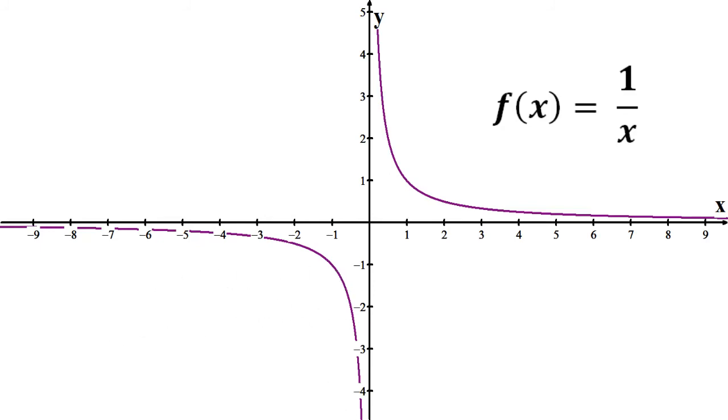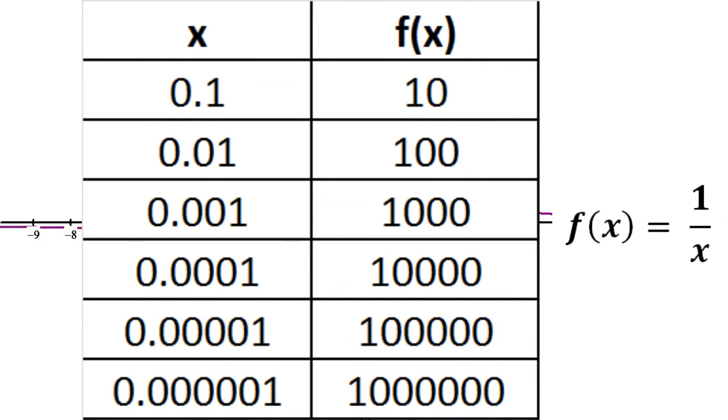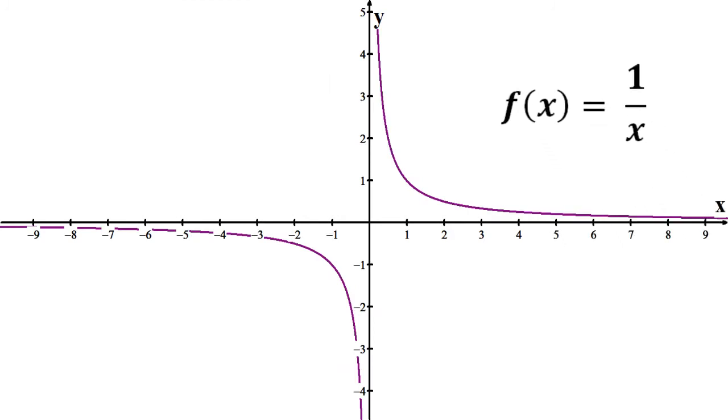On the other hand, if we approach 0 from the positive side, we have for x equal to 0.1, our f of x is equal to 10. For x equal to 0.001, our f of x is equal to positive 1000. For x equal to 0.000001, our f of x is positive 1 million. Now, f of x tends to become higher and higher as x gets closer and closer to 0 from the positive side. So it actually tends to go to positive infinity.